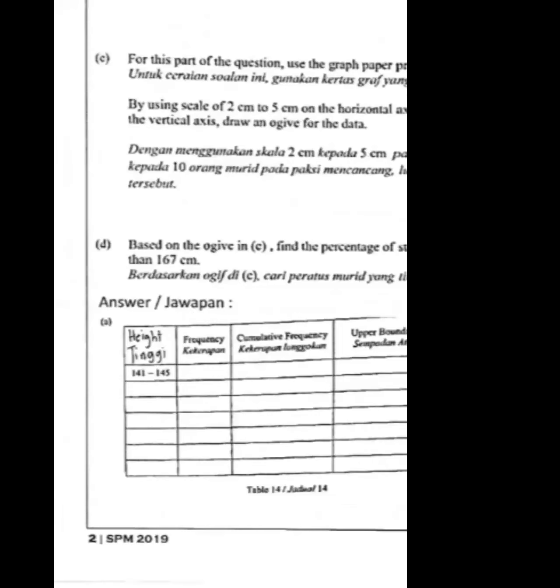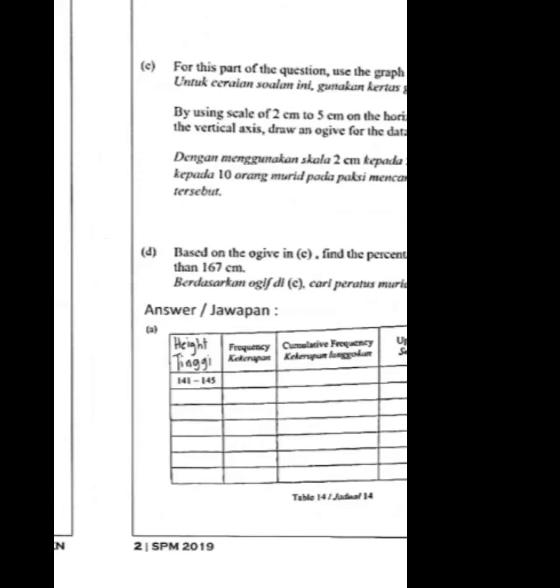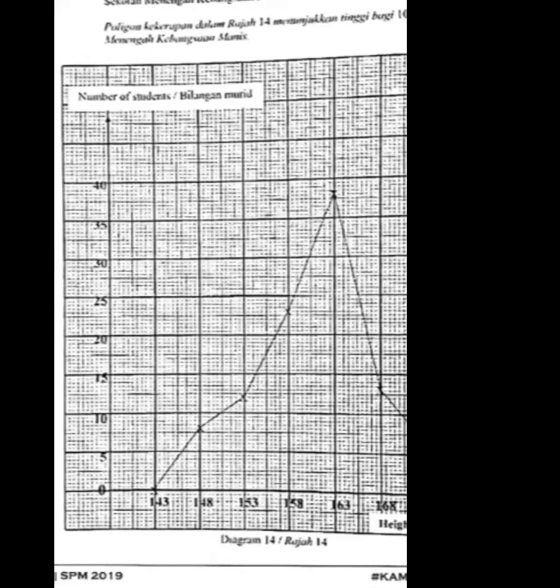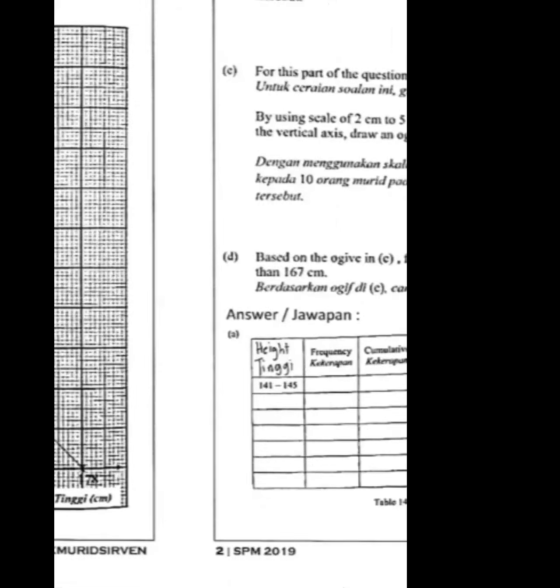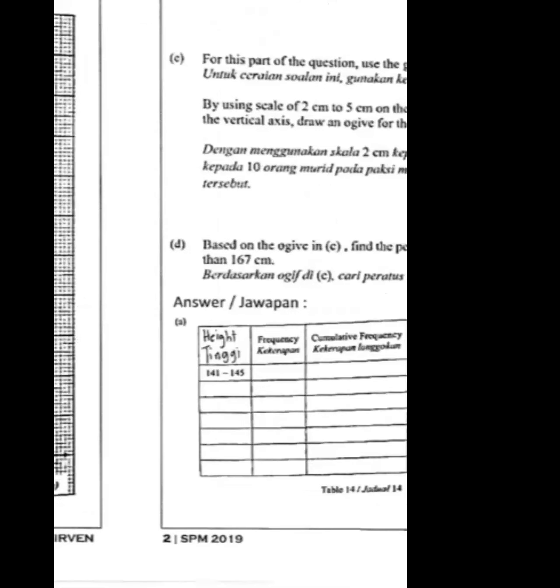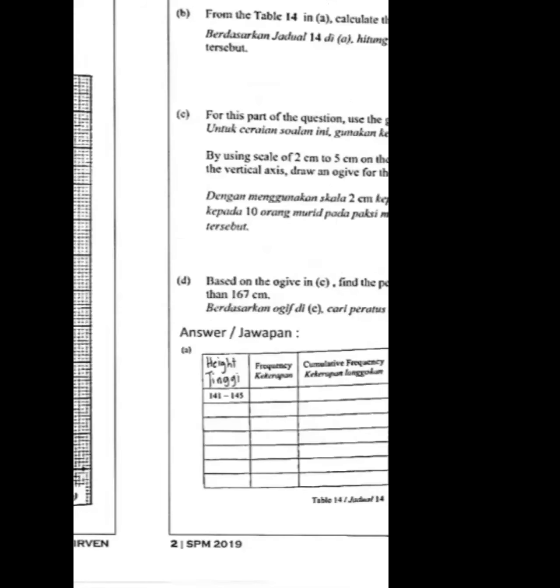For the frequency, you can look at the graph, because for the frequency you need to know the midpoint first, then you can find it. For the 141 to 145 class, you look at your class intervals, sum them up, and then divide by 2, and you find the midpoint is 143.